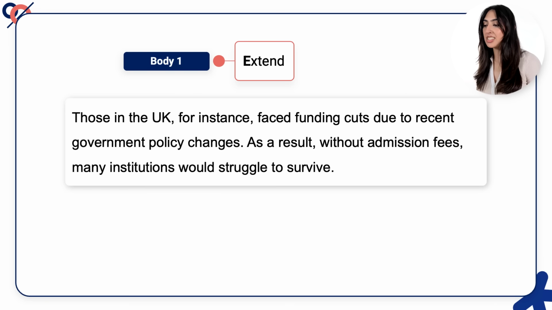This means the message is easy to follow. Here's the next part. Let's read how I extended my second advantage. Those in the UK, for instance, faced funding cuts due to recent government policy changes. As a result, without admission fees, many institutions would struggle to survive.